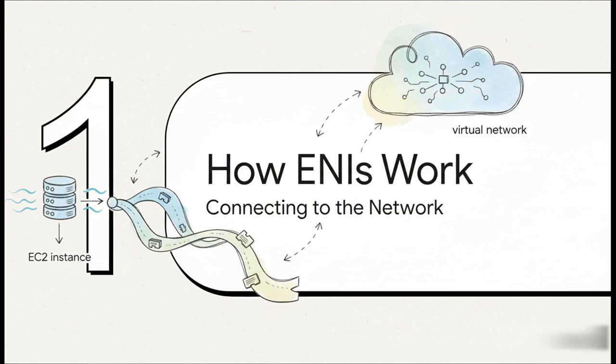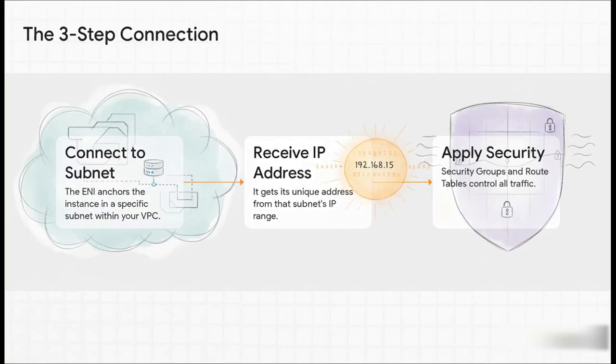Okay, let's get right into the mechanics. How does an ENI actually hook your server up to the virtual network? It turns out it's a pretty straightforward process. It really happens in 3 simple steps. First, the ENI acts like an anchor, planting your instance firmly in a specific subnet. That's just a partition of your private network. Second, it gets its unique IP address from that subnet's available pool. And finally, and this is super important, it becomes the gatekeeper, applying all the security groups and route table rules to every single packet of data that flows in or out.